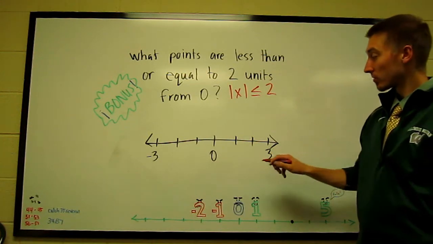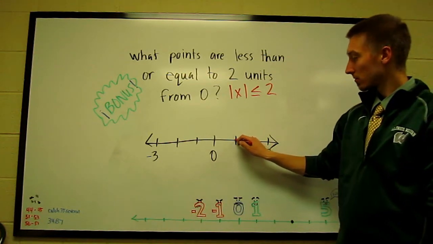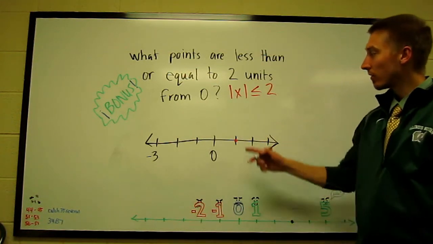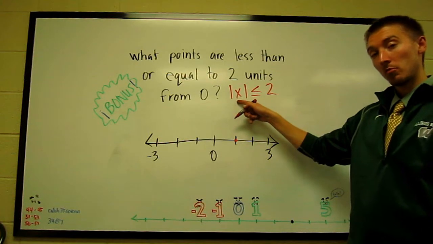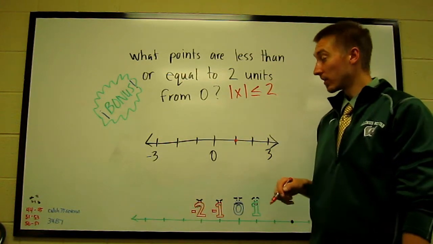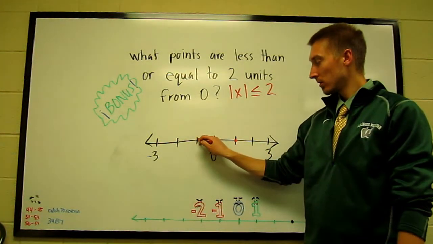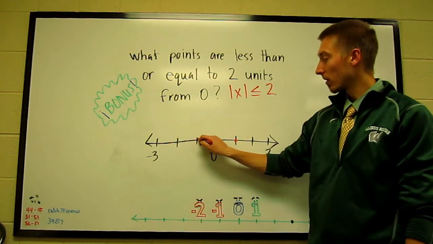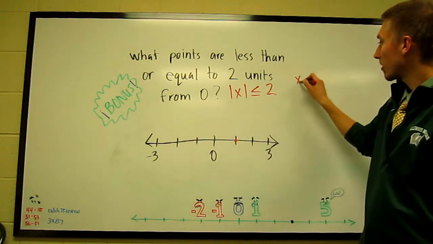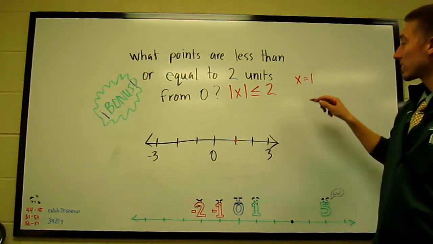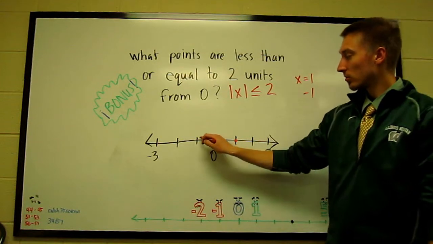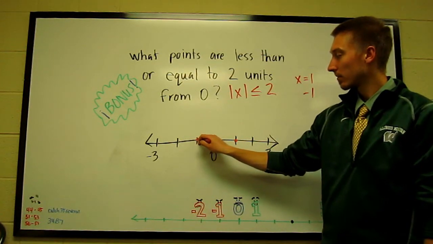The absolute value of 1 is 1, so that works. So we'll have a point right here. What about the absolute value of negative 1? So the absolute value of negative 1 is 1. So negative 1 for our x value will work as well. So I'll make a chart. So x can equal 1. It can also equal negative 1. So we can have a point right here.